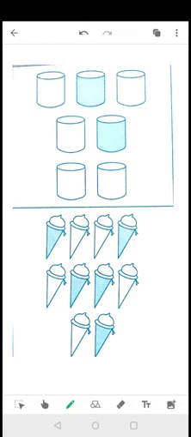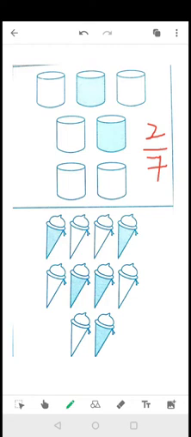How to write the fraction? As I said, first we will put fraction bar. Write how many objects are given. How many objects are given? 1, 2, 3, 4, 5, 6, 7. 7. And how many objects are shaded? 2. So the answer is 2 upon 7.